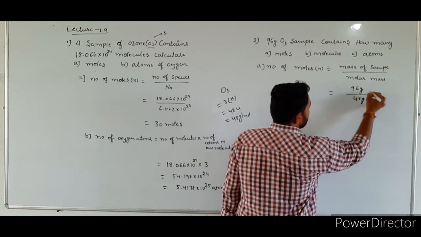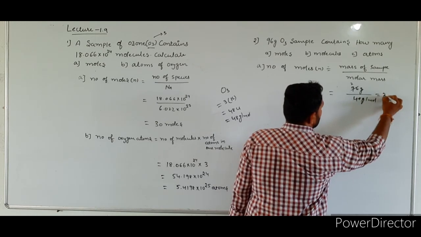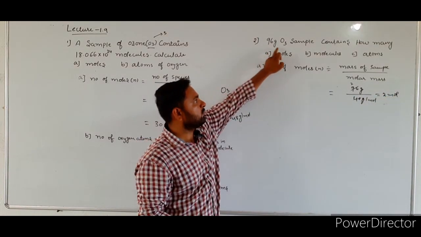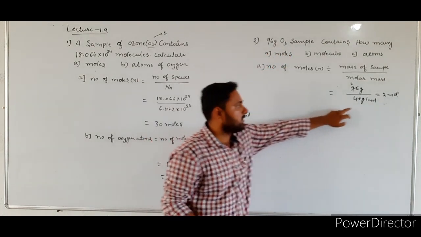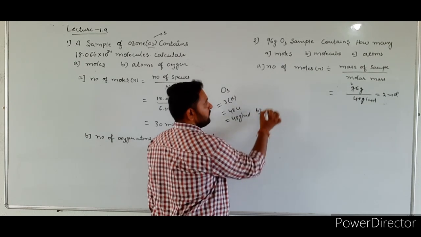Now substitute this value, 48 gram per mole. Here gram gets cancelled. Next, 48 into 1 is 48, 48 into 2 is 96, so 2 moles. How many moles are present in 96 gram ozone O3 sample? There are 2 moles. Okay, next second one, number of molecules.